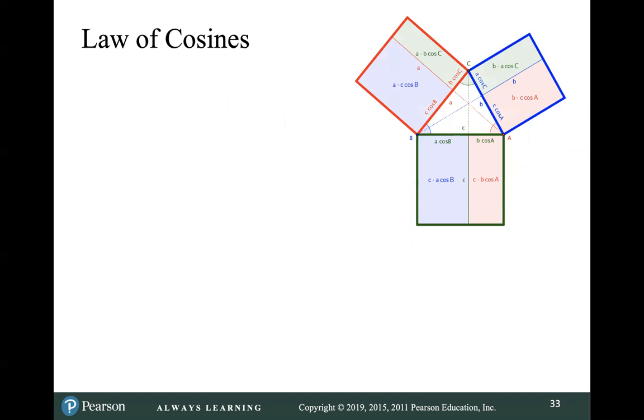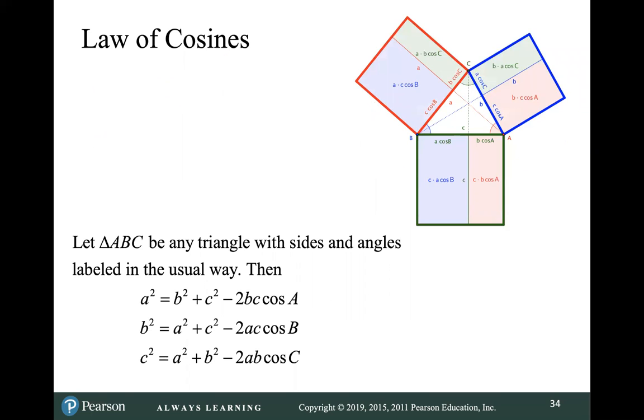So I'm going to put them up here officially. The law of cosines: if triangle ABC is any triangle with sides and angles labeled in the usual way, then we have these three equations that we can use to solve for any side or any angle as long as we're given three pieces of the triangle.